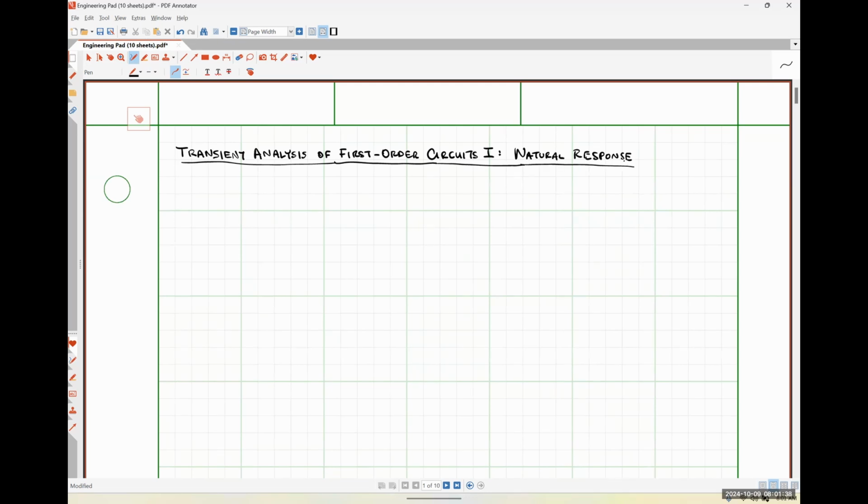So there's a lot to unpack in this title. Okay. So let's kind of go through things bit by bit. So transient analysis is employed when a circuit undergoes a change.